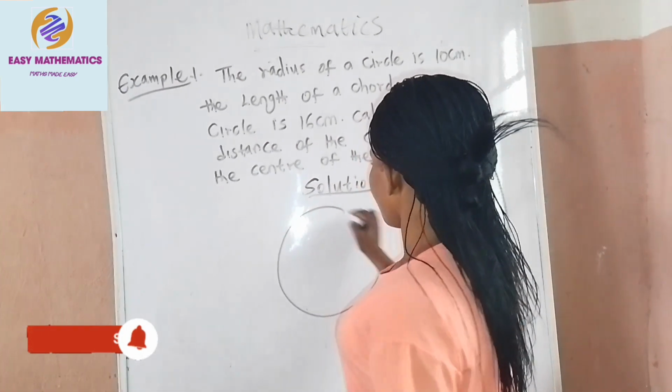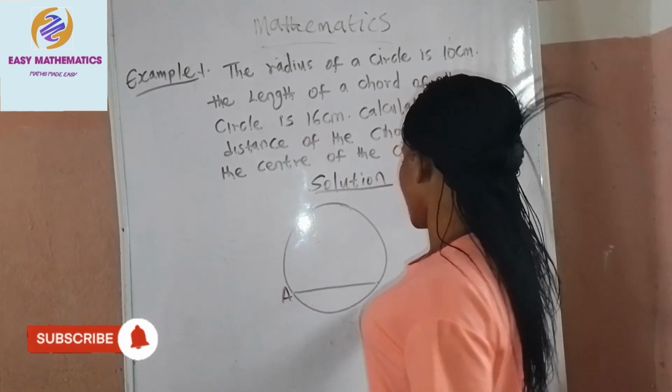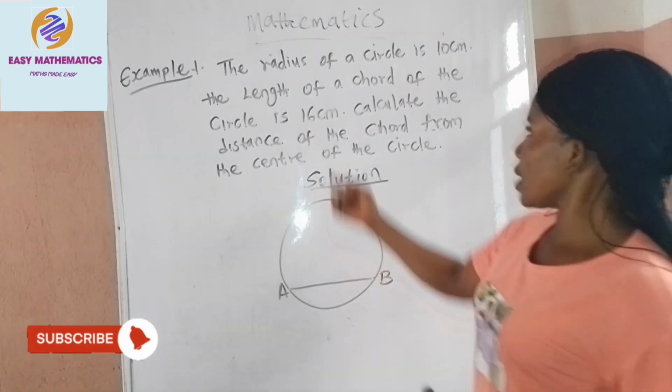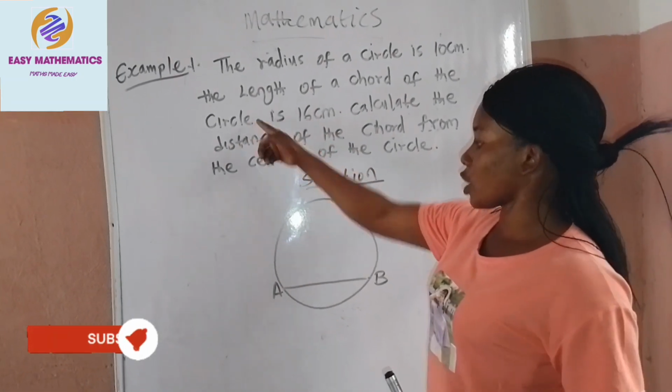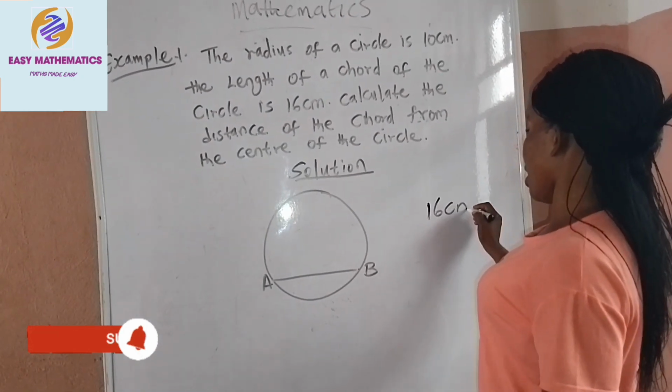This is the circle. This is the chord. Remember, there is a chord there. Let's call it AB. Now, they say that the length of the chord, that is from this point to this point, is 16 cm.